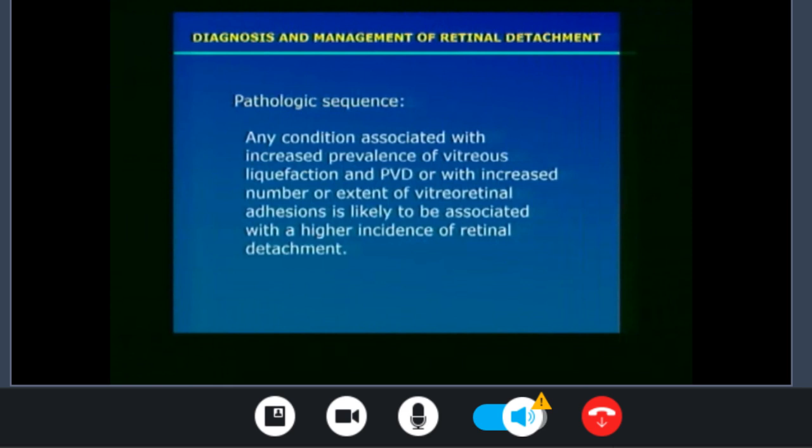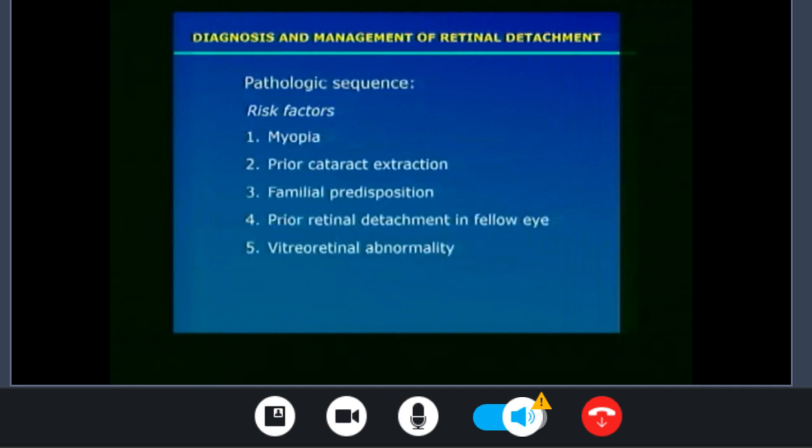Is that clear? Now we'll see what these factors are. Myopia. Myopia increases the risk of early PVD. You see myopic detachment in very young people. Cataract surgery increases the risk of early PVD. Familial predisposition, like Stickler syndrome, increases the risk of PVD. History of retinal detachment in the fellow eye: a patient with fellow eye retinal detachment is at higher risk of having early PVD and retinal detachment, and vitreoretinal abnormality.